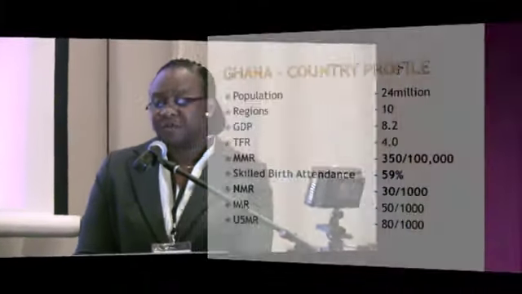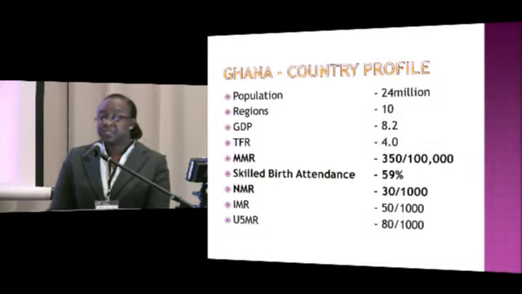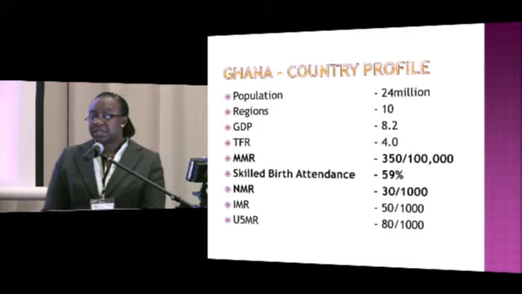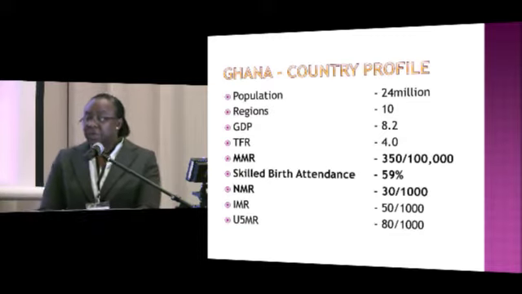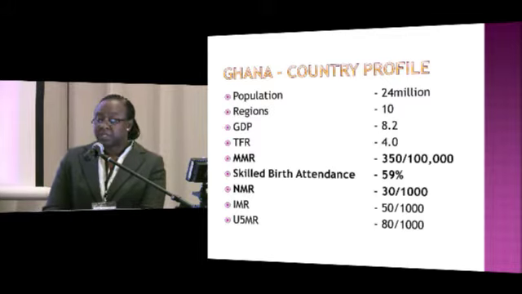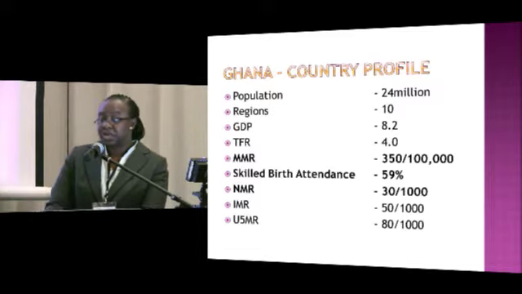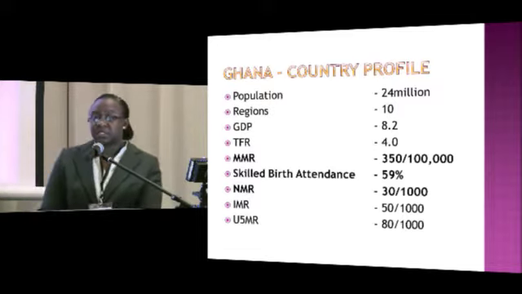Ghana is situated in West Africa, surrounded by Francophone countries, but we are Anglophone. We have a population of 24 million. The country is divided into 10 regions. Our GDP growth rate for 2012 was 8.2%. Total fertility rate is 4. Maternal mortality rate stands at 350. Our skilled birth attendance is 59%, and neonatal mortality rate is 30 per 1,000 live births.